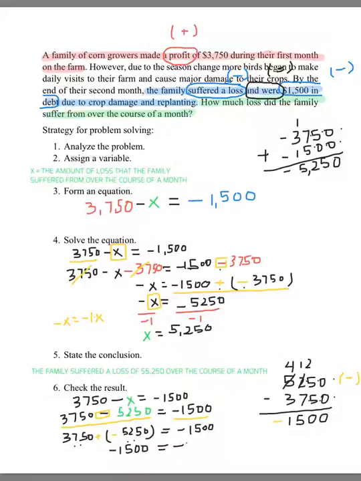And we always ask ourselves, are these two equal? And indeed, negative 1,500 is equal to negative 1,500. So that verifies that our solution is correct.